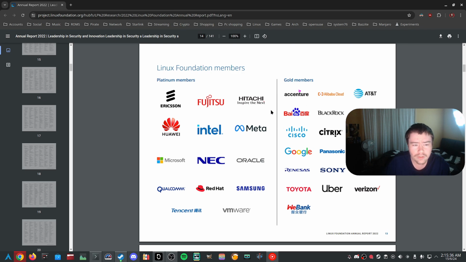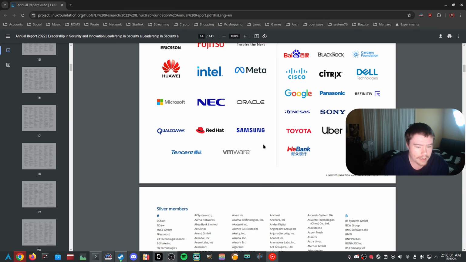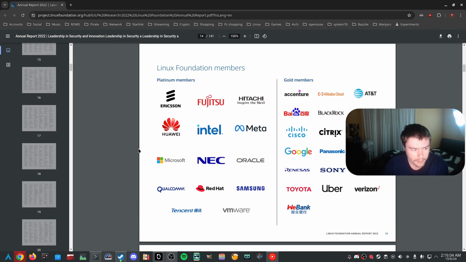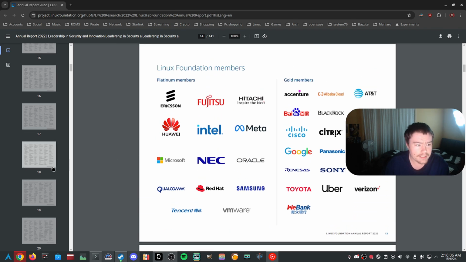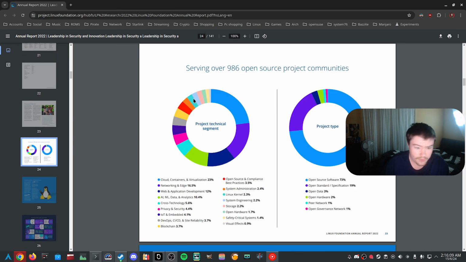You can have a look here at their members, and there are some big companies here. There's Google, Dell, Panasonic, Cisco, AT&T, Toyota, Toshiba, Sony, Microsoft, Samsung, Qualcomm, Tencent, Intel, Huawei, Ericsson, and Meta, like Facebook is on here. There are all of these different members, like Platinum members and Gold members, and they spend their money as they please, on whatever technology they may need.